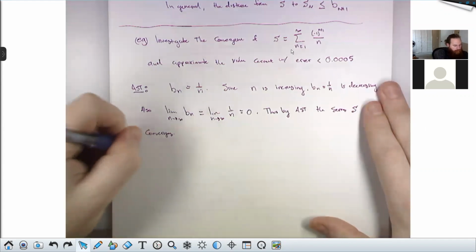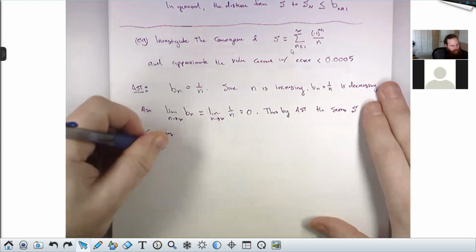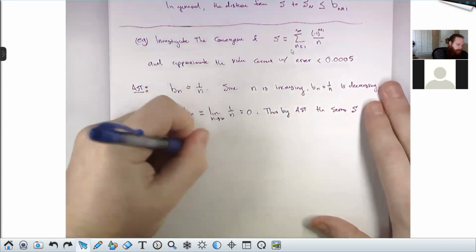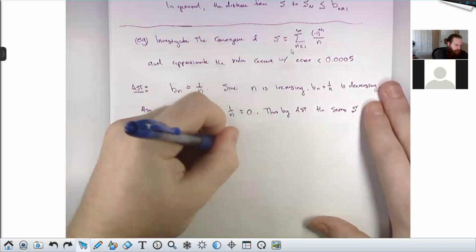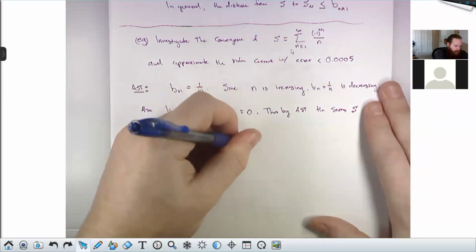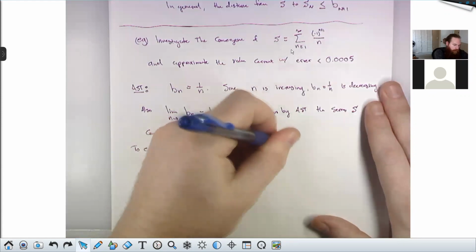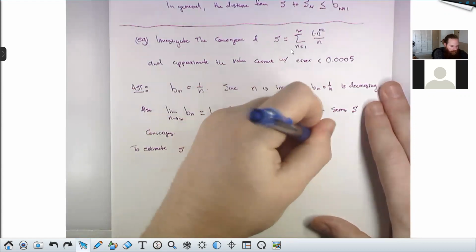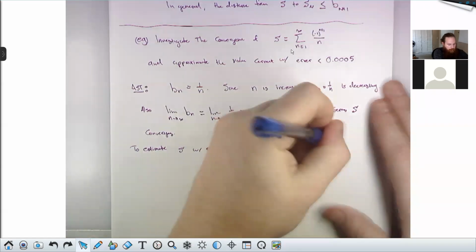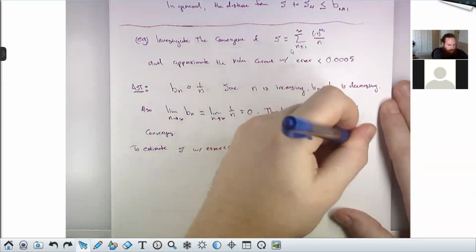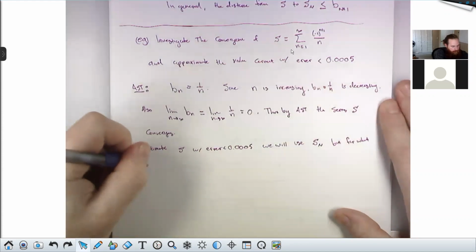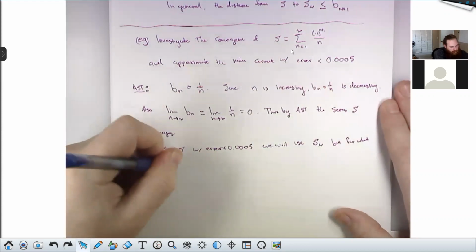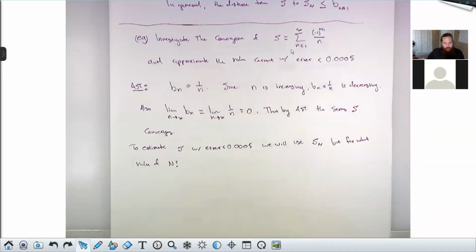To estimate S with error less than 0.0005, we will use S_N. But for what value of capital N? Right? So do I use S1, S2, S3, S4? How far do I need to go in this series before the partial sum will have error less than that?